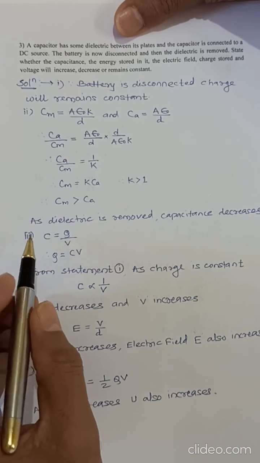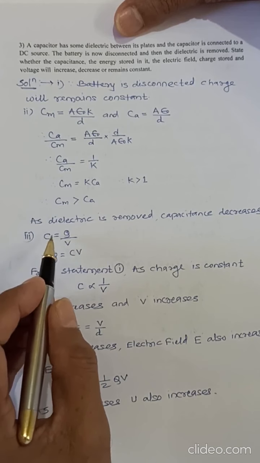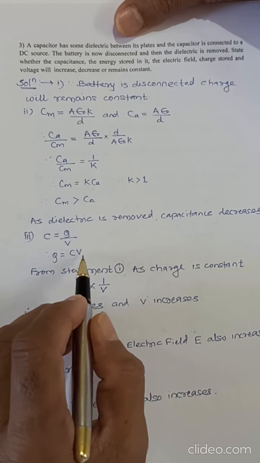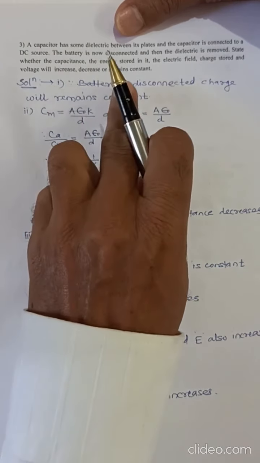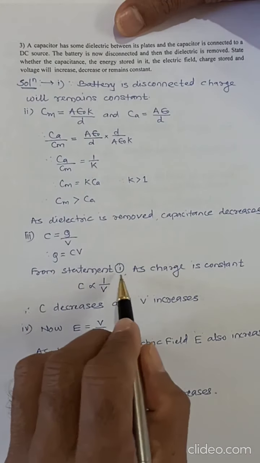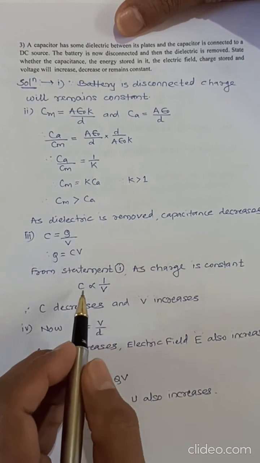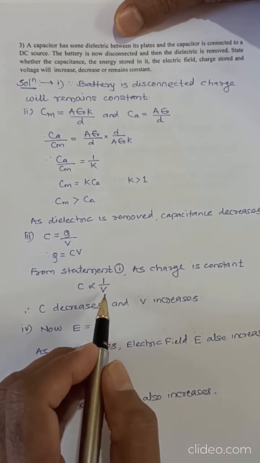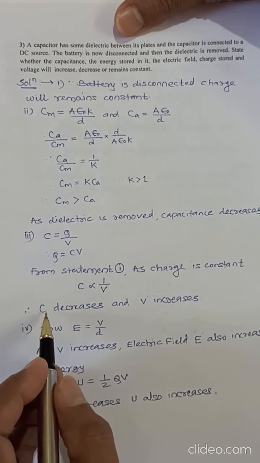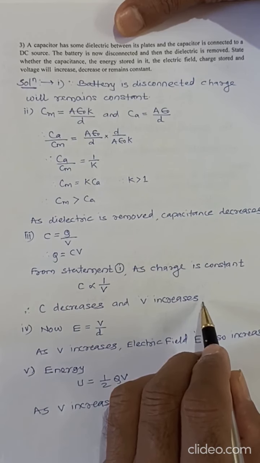Third one, the capacitance of a condenser or capacitor C is equal to Q upon V. So Q is equal to C into V. From statement 1, the battery is disconnected, so charge will remain constant. So as the charge is constant, what is the relation between C and V? C is inversely proportional to V. But here capacitance decreases. So as C decreases, the potential increases.